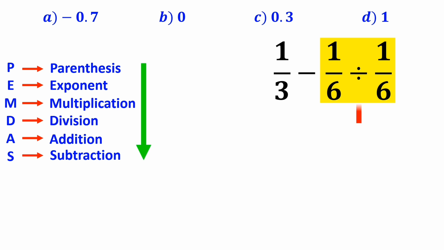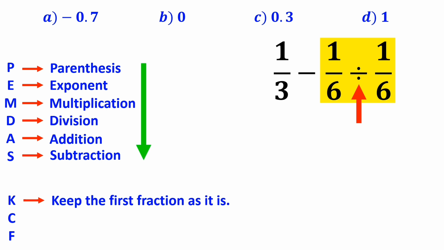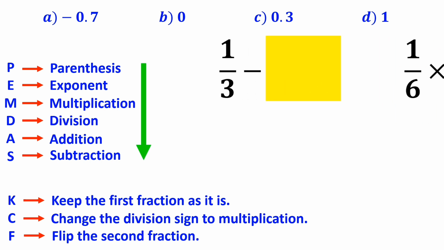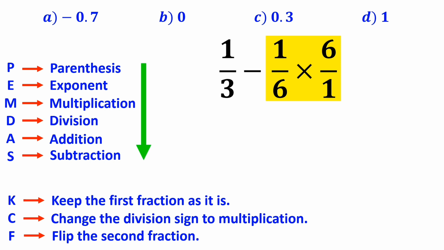Alright, if you ever see a division sign between two fractions, it's best to follow the KCF rule. In this rule, K stands for keep the first fraction as it is, C stands for change the division sign to multiplication, and F stands for flip the second fraction. So, we remove the expression highlighted in yellow and replace it with 1/6 multiplied by 6/1.